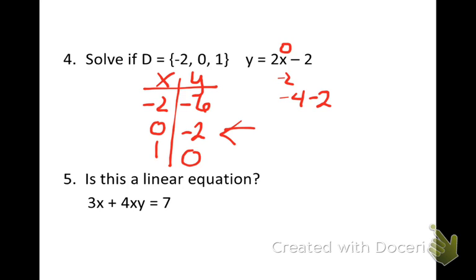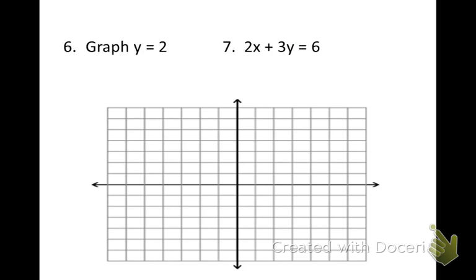Is this a linear equation? So we look at it and see if it looks like, well, we have a little problem here because it's x times y, so it automatically tells me it is a no. And I don't have to do any more when it's a no. Didn't even ask me to put it in standard form anyway.